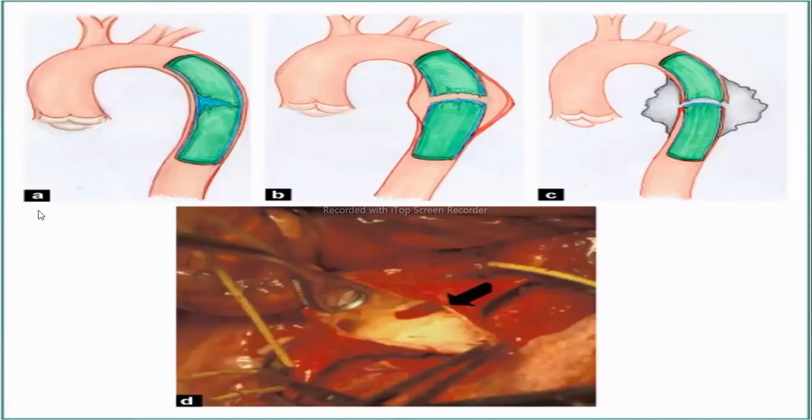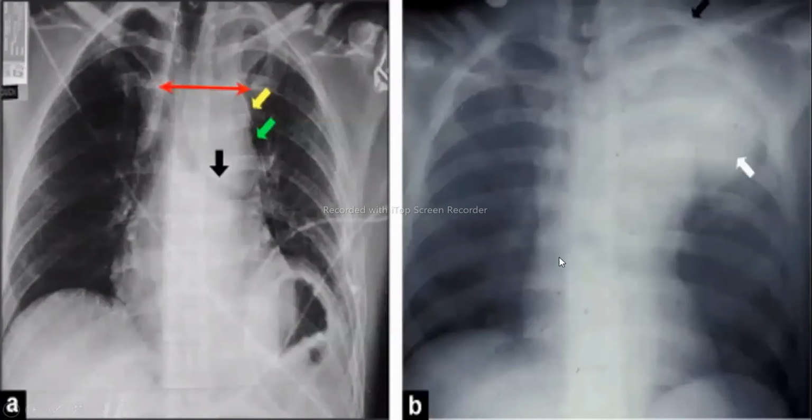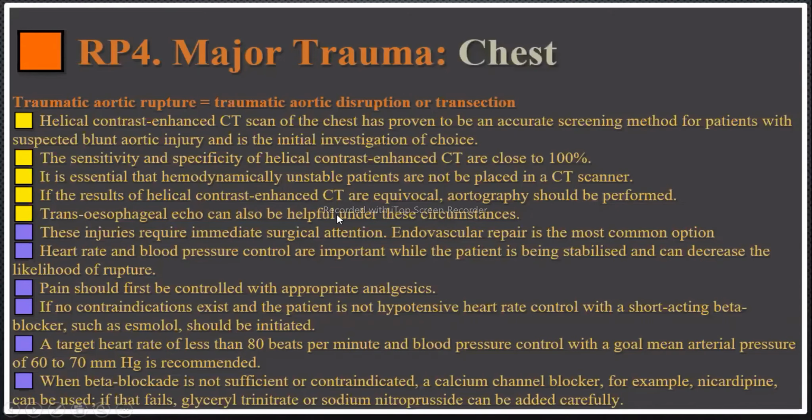So this one, it can be ruptured like that, but with aneurysm, sometimes like that, sometimes like that. And this is the X-ray. Okay, and this one also, wide mediastinum. So it can be wide mediastinum or pleural cap. Okay, so what is the investigation, guys? CT scan of the chest. CT scan. Okay.